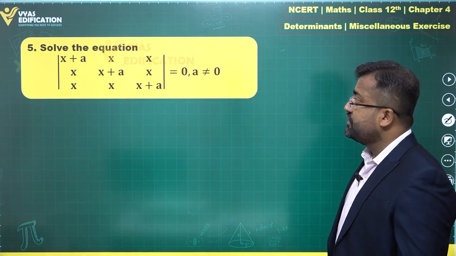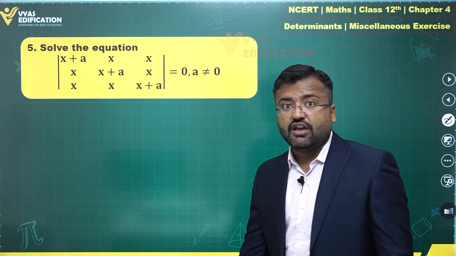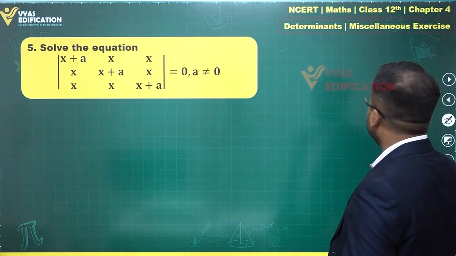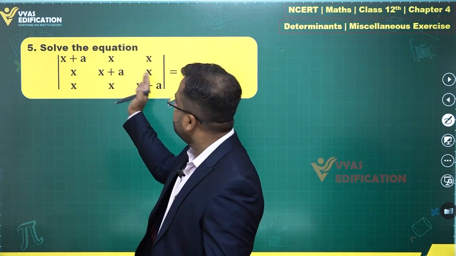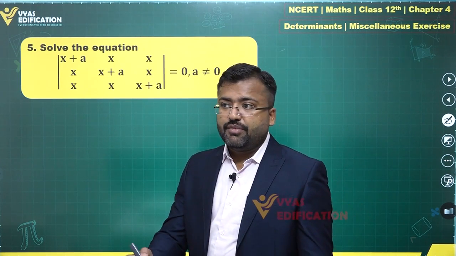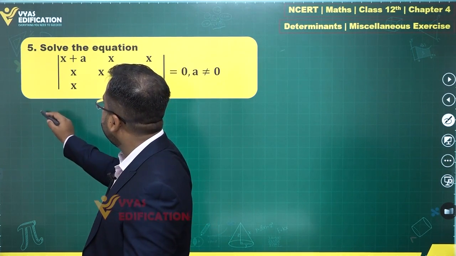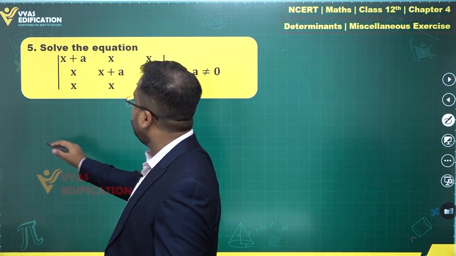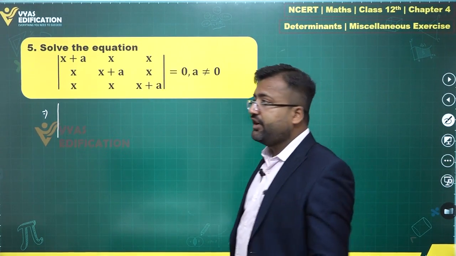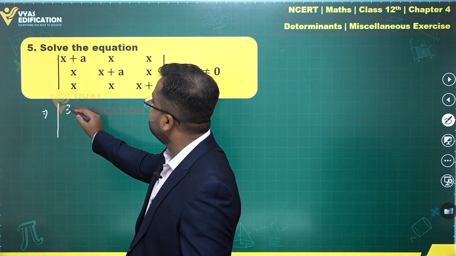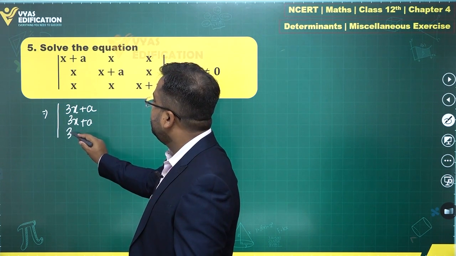Solve the equation with determinant x plus a, x plus a, x plus a. Okay, so what are we supposed to do? In such a question, it is very easy if you observe the terms are similar in a particular row or a particular column. Let's add them. This is equal to 0. I'm adding c1 plus c2 plus c3 and giving it to c1. So this becomes 3x plus a, 3x plus a, 3x plus a.